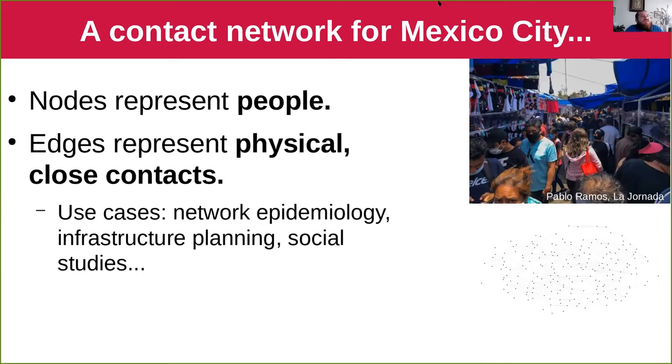And what is a contact network? What are we calling a contact network? It is a network where nodes represent people and the edges represent physical close contacts. In the case of COVID, we wanted this contact to be very close because that is what we know is required for the transmission of the virus. Of course, our original use case was network epidemiology, but as we've been working on this, we've seen applications for infrastructure planning, social studies, and so on. So what we want to do is transform this observation of daily Mexico City life into a network model. And how can we do that?